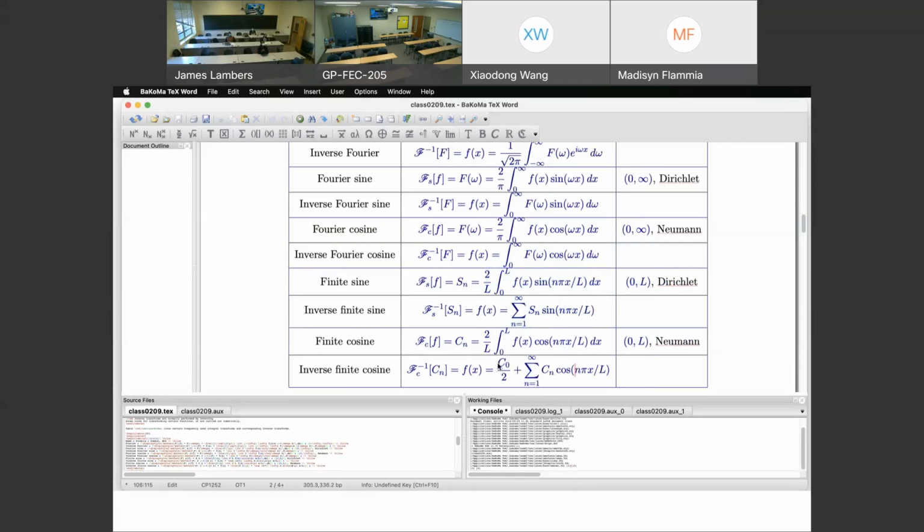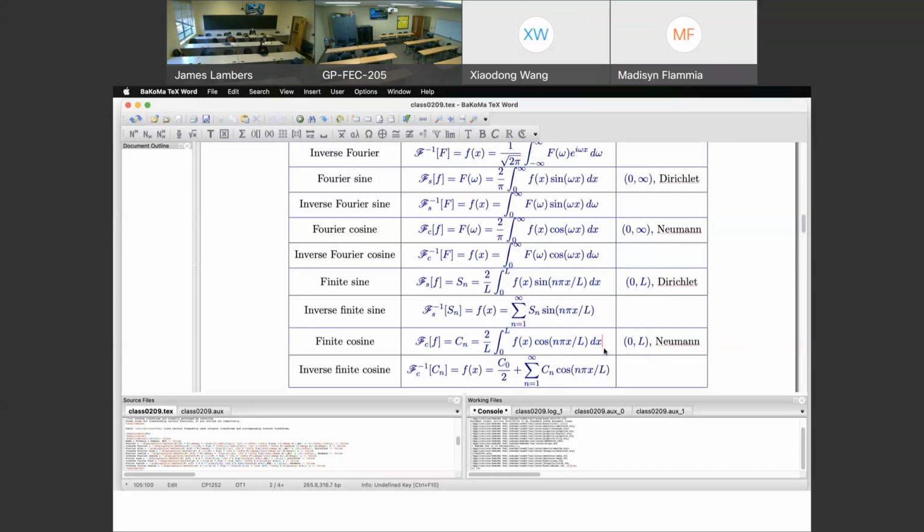Notice how here we have this additional term, C0 over 2, as opposed to sine, which doesn't have that. Where C0, C1, C2, Cn, etc. are all defined using this integral formula.